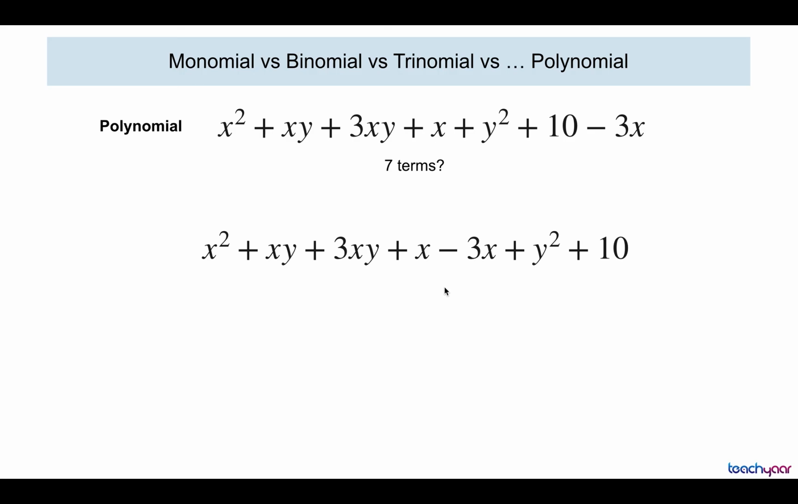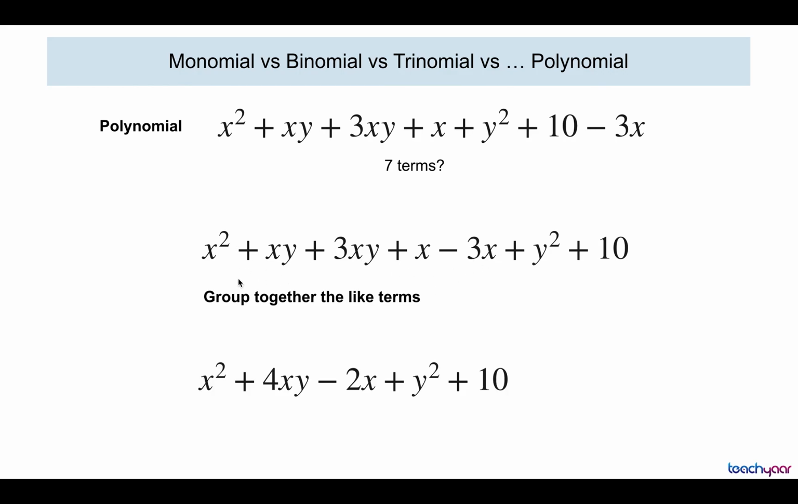And we have a completely different video on adding algebraic expressions, so we'll give you a lot of examples in that one. But what you do is you group terms with the same variable combinations together and you add up their coefficients. So actually this becomes x square plus 4xy, because xy plus 3xy, 3 plus 1 is 4, so 4xy, minus 2x, because x minus 3x is minus 2x, plus y square plus 10. So actually this only has 5 terms. This is something to keep in mind, right? It will make things much easier for you.